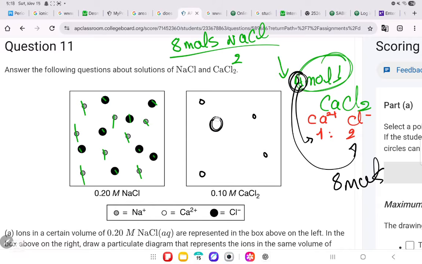So 1. I don't think I can copy, so I'm going to do it fast. 2, 3, 4, 5, 6, and 7. And one more, which will give me 8. So this is what it's supposed to look like.